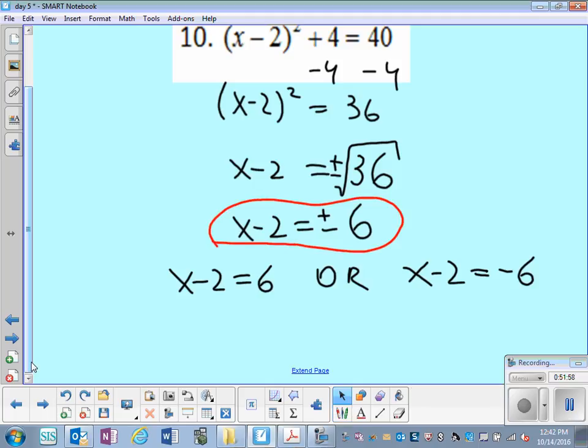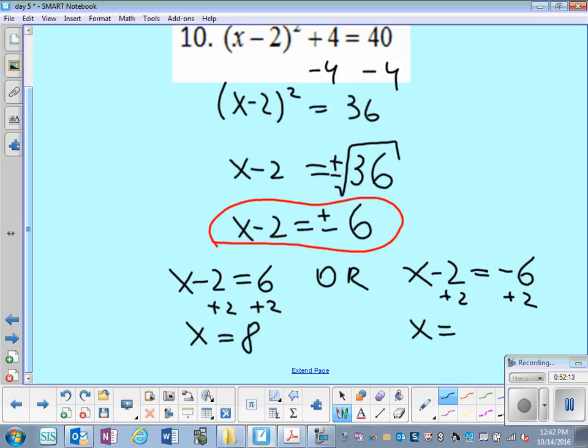Okay. And so now we solve. How do we solve this one? Plus 2, plus 2. So x equals 8. And this one? Plus 2, plus 2. So x equals negative 4. Correct. Very good. Questions? No questions?